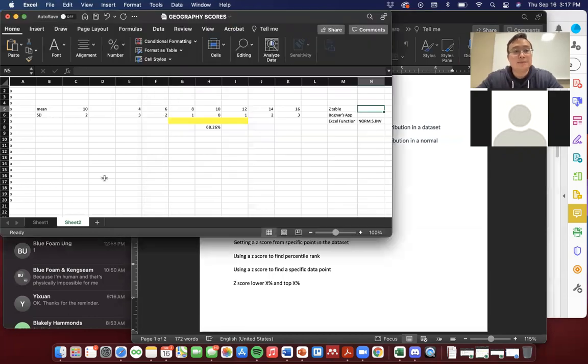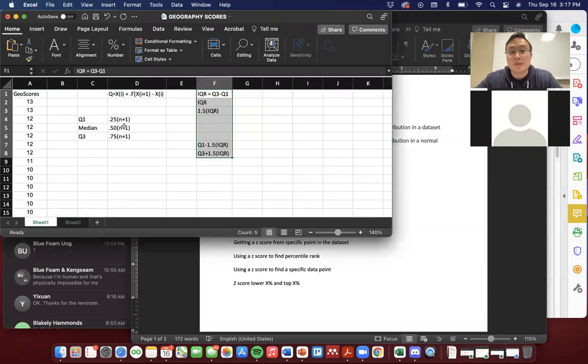So let me give you an example. In this Excel sheet, this is the geography scores, right? I forgot which data sheet this is. Maybe I shouldn't use this data sheet.